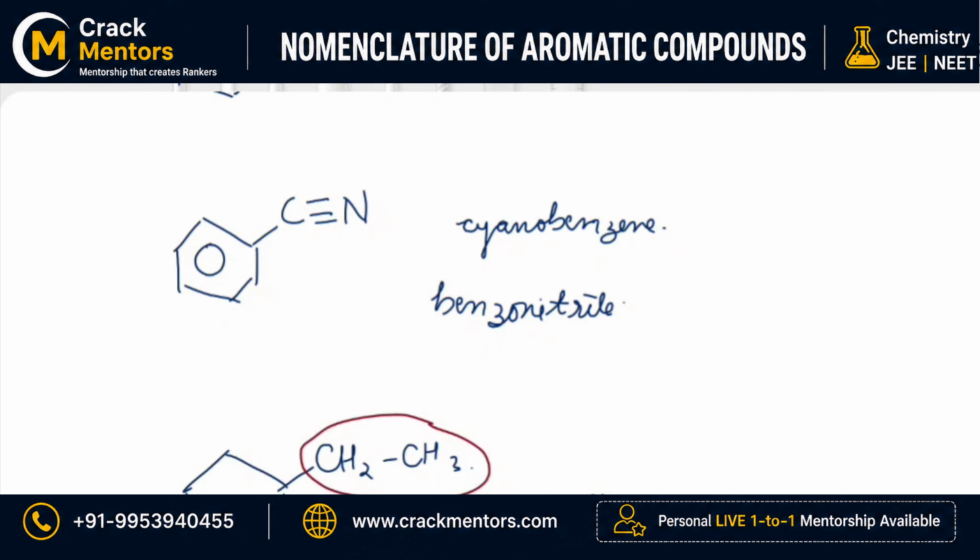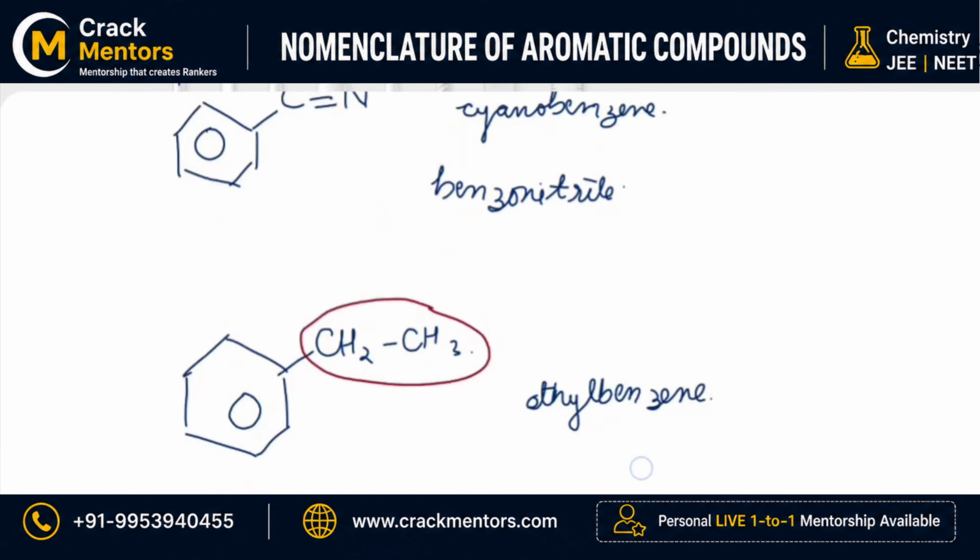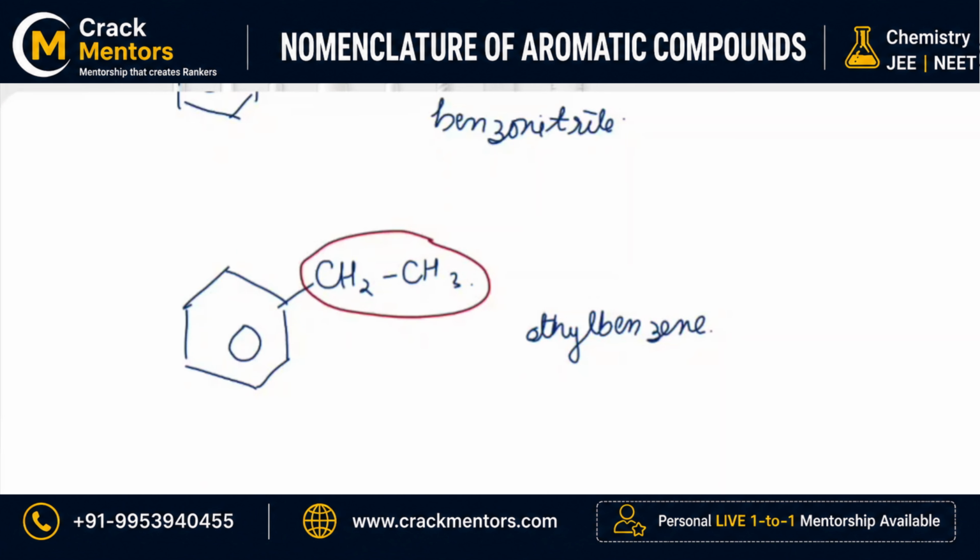When a benzene ring is attached to an aliphatic chain having a functional group, it is named as a phenyl derivative of the aliphatic compound. What I am trying to say is that when this thing is attached to any aliphatic chain, it is treated as phenyl. Fine.